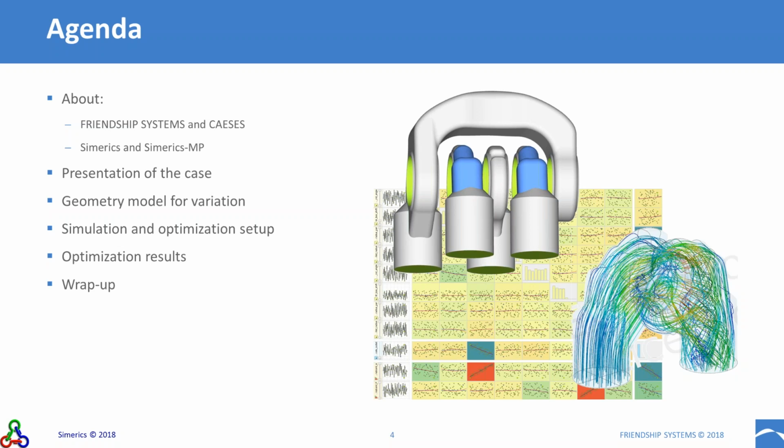So we will present that case. First of all, we will tell you how we build up a geometry model for this valve, and how that model is suitable for an automated variation. We will show you the simulation and the optimization setup, and then the results that we have obtained in that process. And finally, wrap up everything.